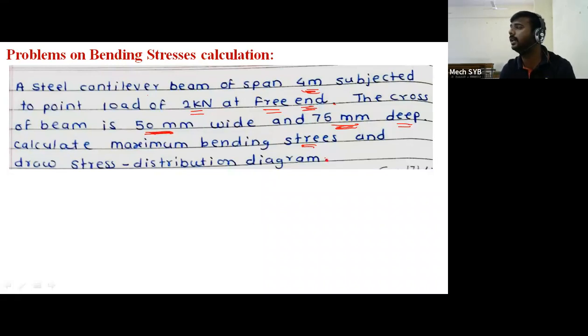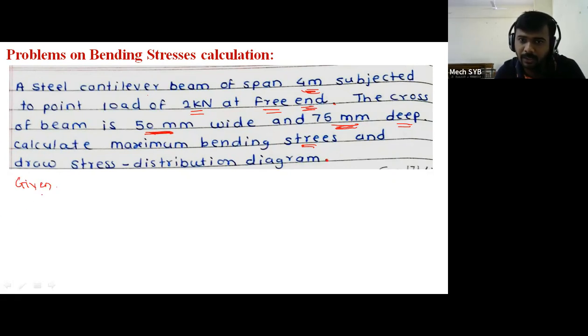We have to calculate the bending stress induced in the beam and we have to draw their stress distribution diagram. So this is the statement. Okay. So what is our first requirement? First of all, we have to draw the figure. Which type of beam is there? Cantilever beam is there. So draw the figure first.